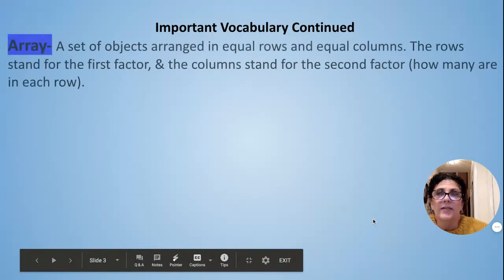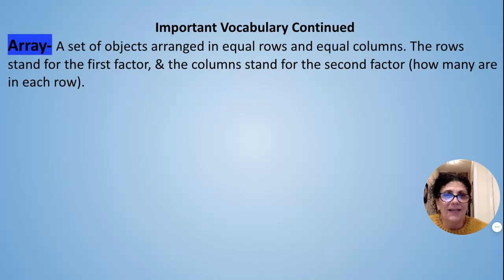More vocabulary continued. An array. I know that you know that it is an arrangement of rows and columns. It's a set of objects arranged in equal rows and equal columns. The rows, going horizontally, stand for the first factor in a multiplication problem, and the columns, the vertical, stand for the second factor. But if you really look at each row and count what was in each row, that will tell you how many columns there are.